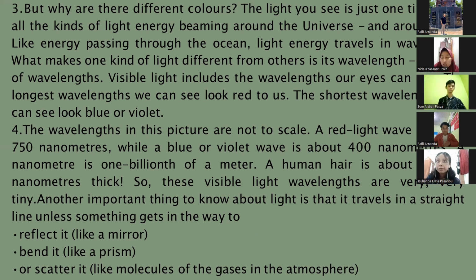Number 4, the main idea of the paragraph is the wavelengths depicted in a certain picture are not to scale, and that visible light wavelengths such as red and blue or violet are very small in size, measured in nanometers. The text also provides an example of how small these wavelengths are by comparing them to the thickness of a human hair.